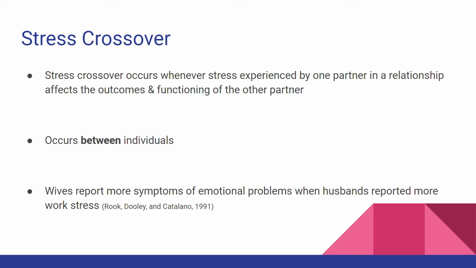Conversely, stress crossover occurs whenever stress experienced by one partner in a relationship affects the outcomes and functioning of the other partner. Unlike stress spillover, this occurs between individuals rather than within an individual. For example, when husbands report more work stress, their wives report more symptoms of emotional problems, like depressive symptoms. That was found by Rook, Dooley, and Catalano in 1991.